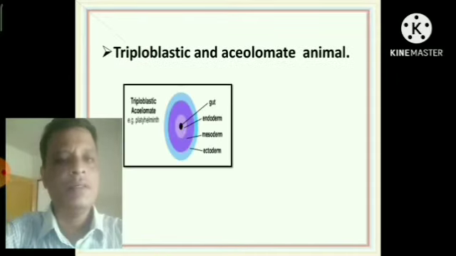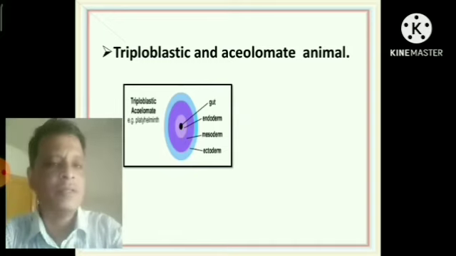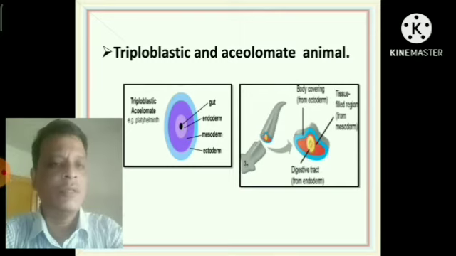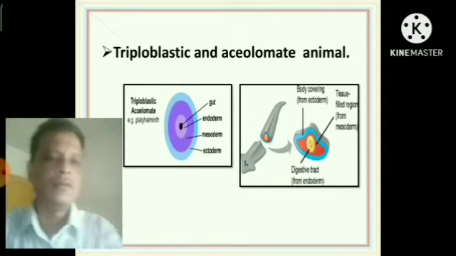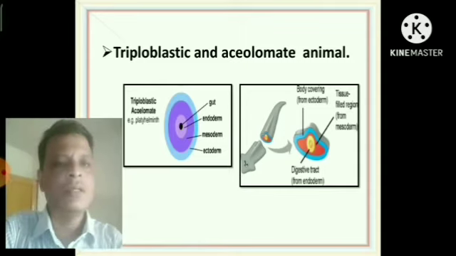Actually, they are triploblastic and acoelomate animals. Triploblastic means during the embryonic stage, or during the gastrulation phase, the cells are arranged into three layers: ectoderm, mesoderm, and endoderm. That's why they are called triploblastic animals. And they are also called acoelomate because they don't have any coelom. The blastocoel cavity is actually filled with mesenchyme, so there is no internal body cavity.